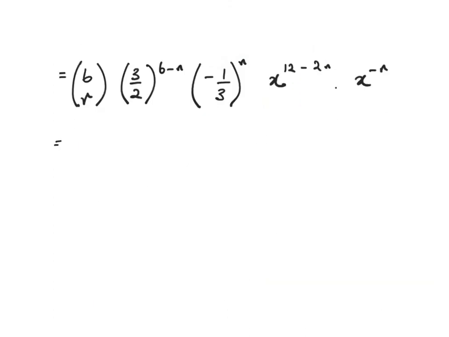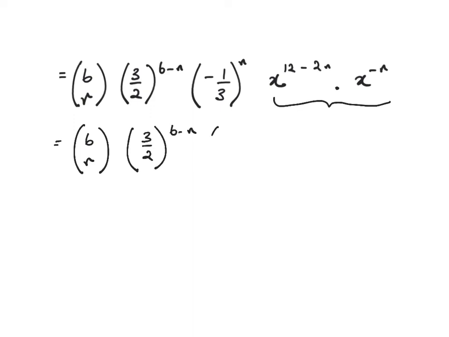So proceeding, multiplying powers, we add the indices. So 6 choose r, 3 over 2 to the power of 6 minus r, minus 1 over 3 to the power of r. And that gives us, so we're going to add the two indices together, minus 2r plus minus r is minus 3r, so it's 12 minus 3r.